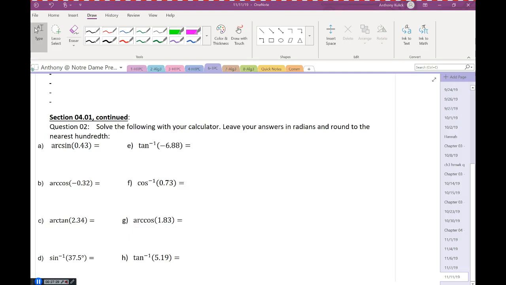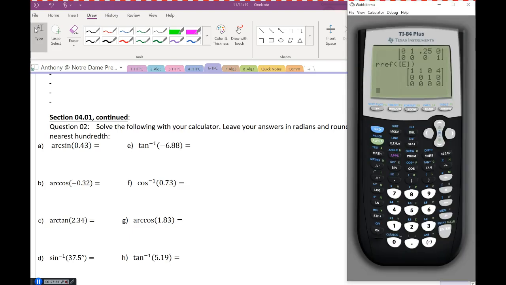You just plug in your calculator. You do need to make sure it's in radian mode because the directions are asking for an answer in radians. So I'll turn my calculator to radians. So then I'll do sine inverse of 0.43. Then I write down that number and I'm done.